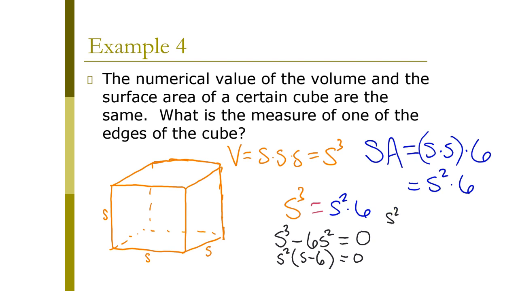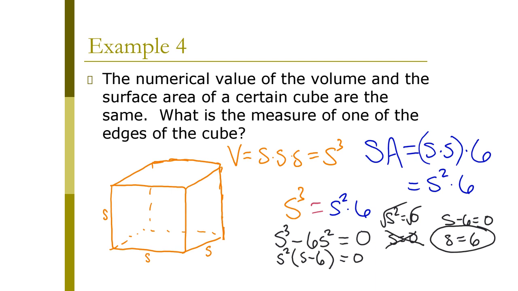Well, I can set s squared equal to 0, and I would get s equals 0 when I square root both sides. And then I would have s minus 6 is equal to 0. So I get s is equal to 6, which is the answer in this particular case, because I can't have a side length of 0. That would be a solution I'd have to eliminate.